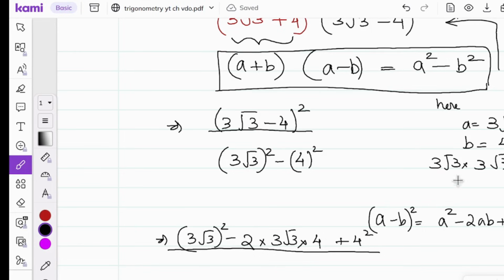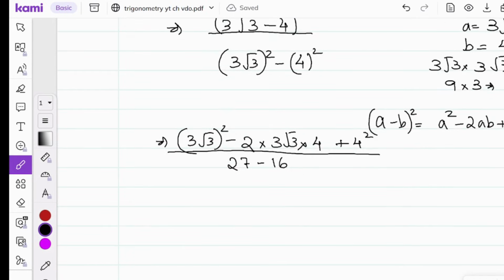It will become 3 3s are 9, root 3 into root 3 is 3. So it became equal to 27. That is 27 minus 4 into 4 is 16, right? So now I need to solve 3 root 3 the whole square, which is equal to 27 minus, this is 4 2s are 8, right?